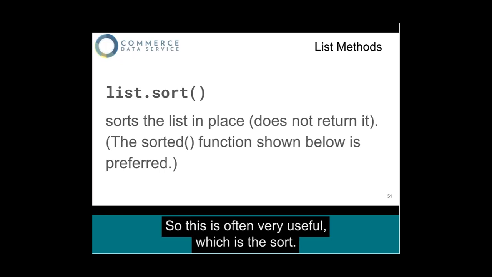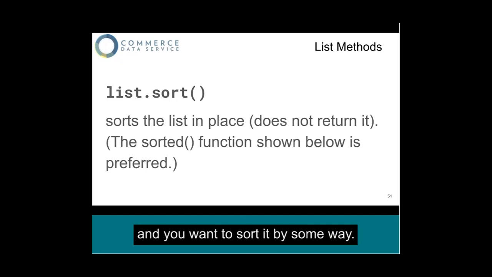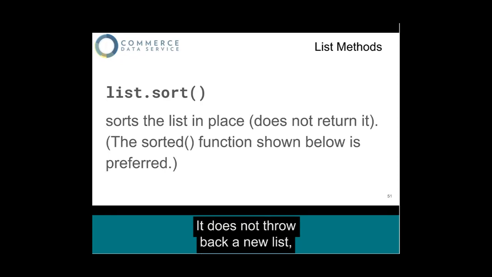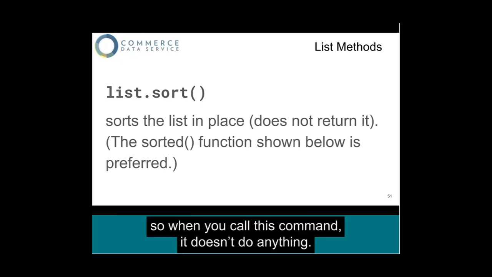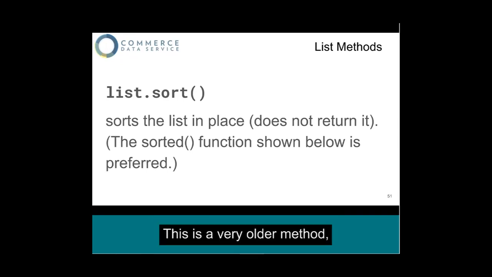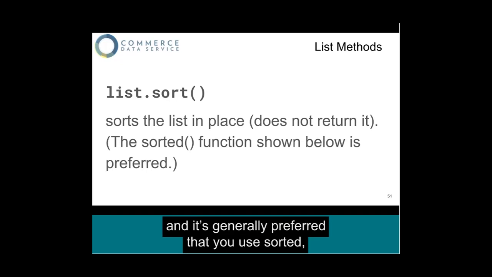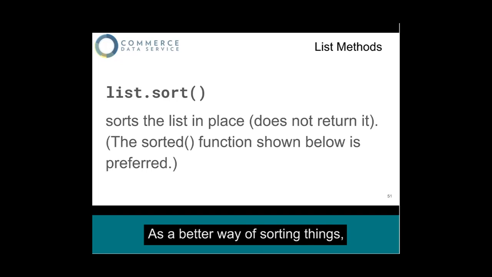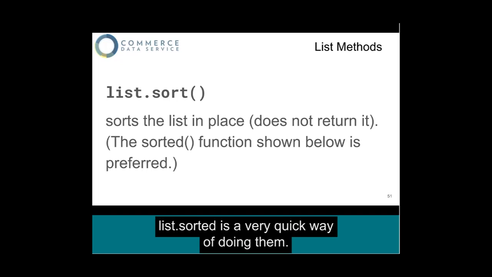So this is also very useful, which is sort. Oftentimes, you have a list of elements, and you want to sort it in some way. list.sort sorts that list. It does not throw back a new list. So when you call this command, it doesn't do anything. It looks like nothing happened. What it did is it sorted that list in memory, in place. This is a much older method, and it's generally preferred that you use sorted, which is a function we'll cover later, as a better way of sorting things. list.sort is just a very quick way of doing it.